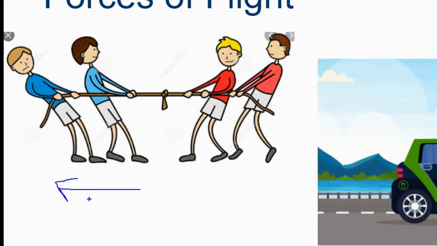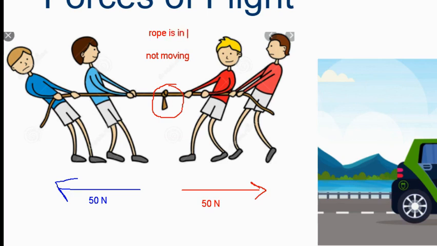Let's say that we have one force of 50 newtons to the left, and to the right we can say we have a force of 50 newtons, right? So in this case, what's going to happen? This rope is going to be in equilibrium, and probably it's not moving at all. So that's one scenario if it's in equilibrium. So we'll put that the rope is in equilibrium, and it's not moving. All right.